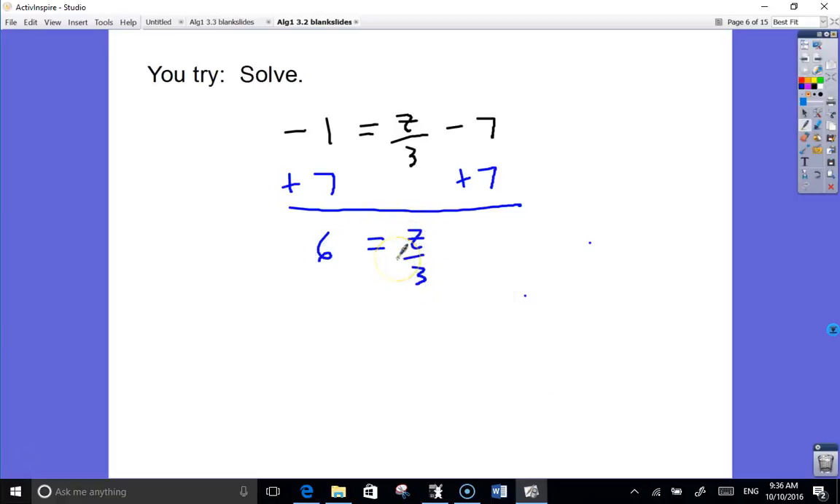Okay, now we've got to undo the divide by 3. What's the inverse of dividing by 3? Multiplying by 3. Both sides. So the 3's cancel, and z equals 18. Okay?